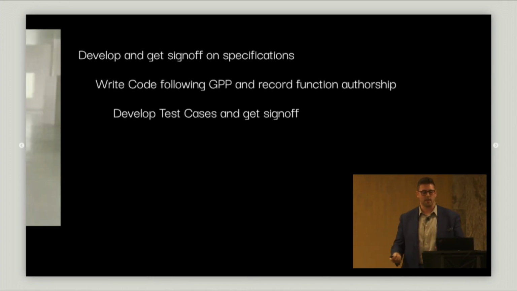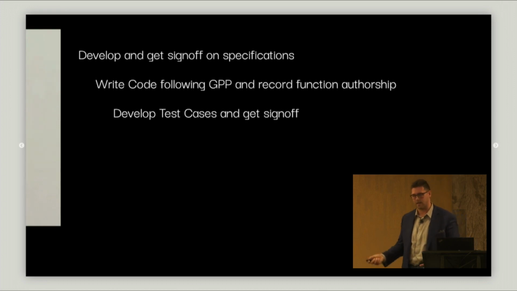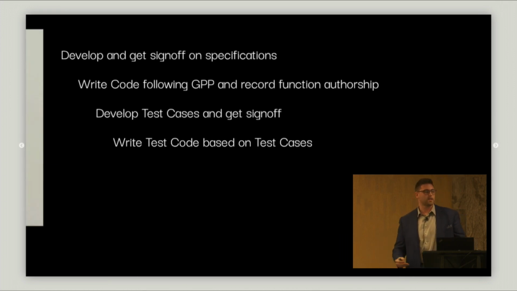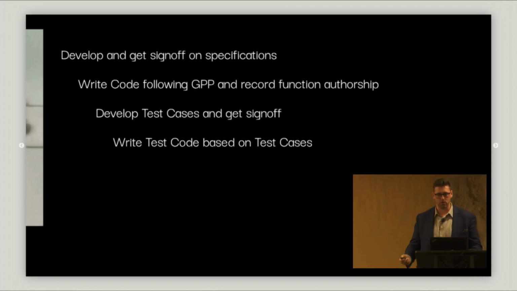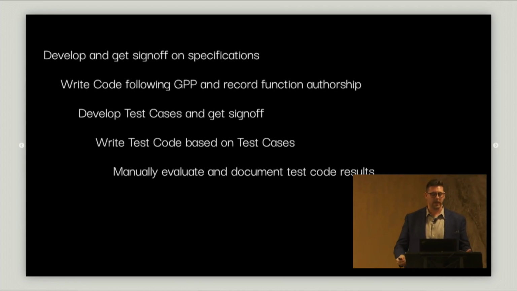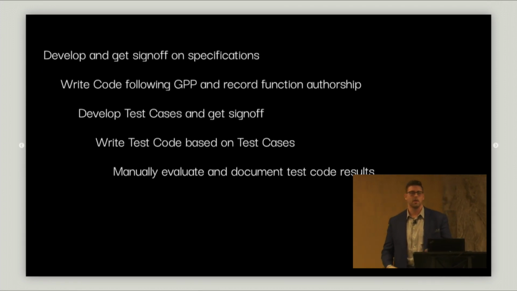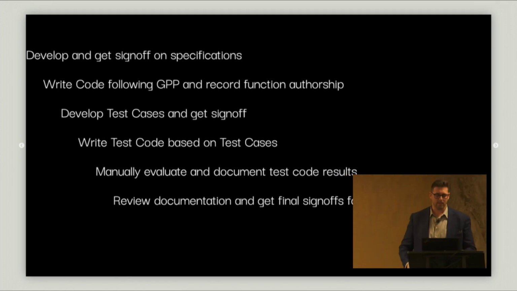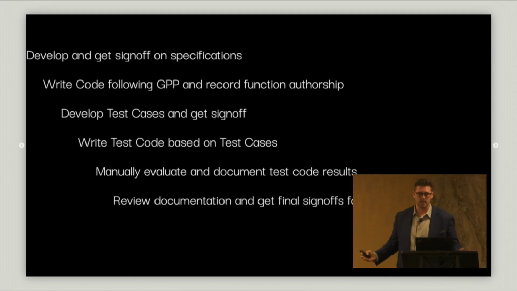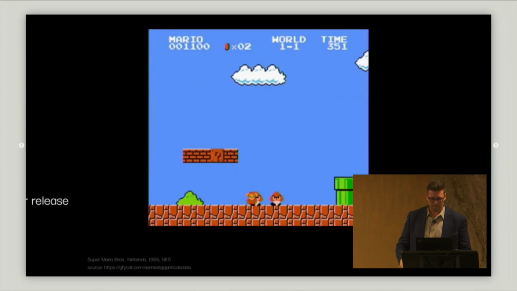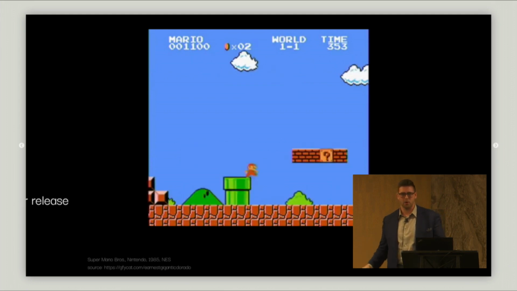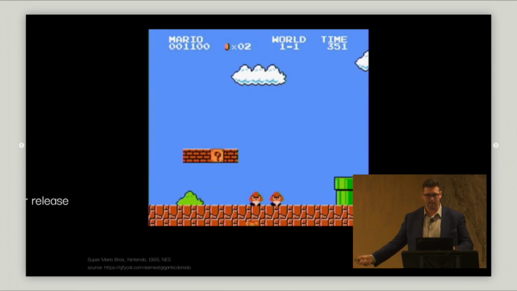Then you have to document and develop your test cases and get sign off on that. Next, write your test code based on your test cases and record who wrote that. Manually evaluate and document the test code results, once again, getting a third party to do that. And finally, review all this documentation that you have and get final sign-off for release. That's a lot of work. That's a lot of different parts of validation. And at any point, it can feel like game over. You just have to restart and redo the whole process over again.